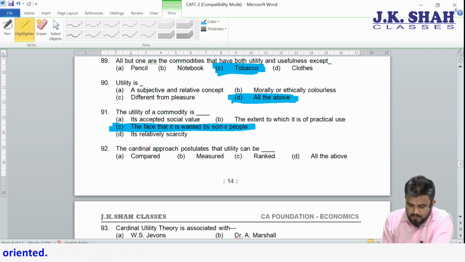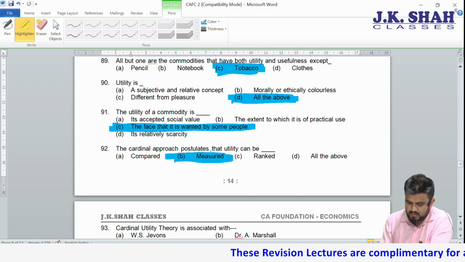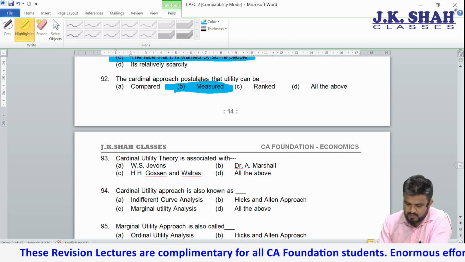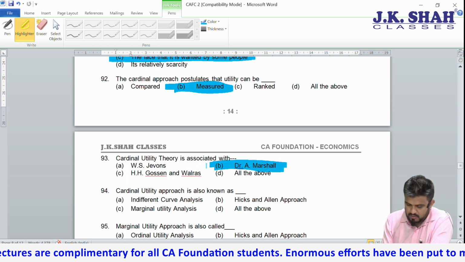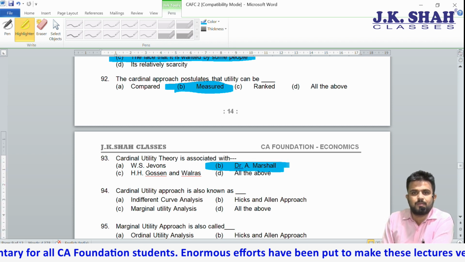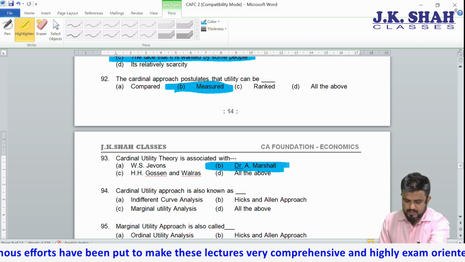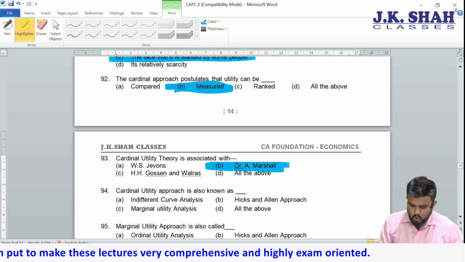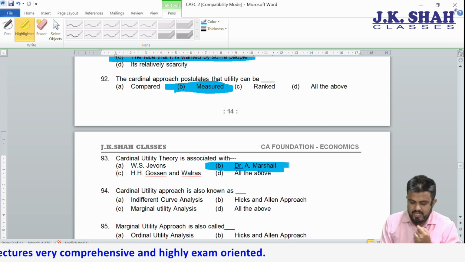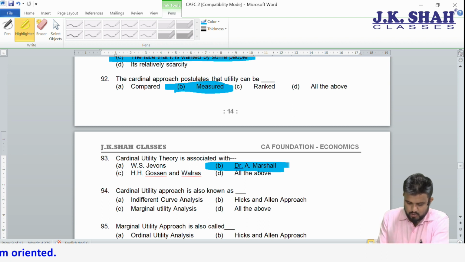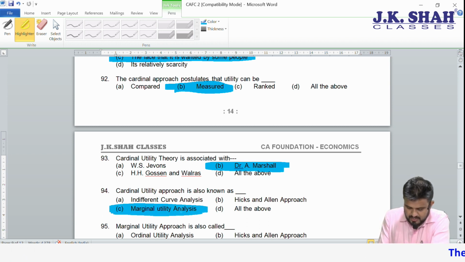Next, 92, the cardinal approach presupposes that utility can be, answer is measured. Moving to the next, cardinal approach theory was associated with our own Alfred Marshall. He gave a concept of cardinal approach. 94 now. Cardinal utility approach is also known as, see students, indifference curve was ordinal. Hicks and Allen again ordinal. So most appropriate answer is marginal utility analysis.